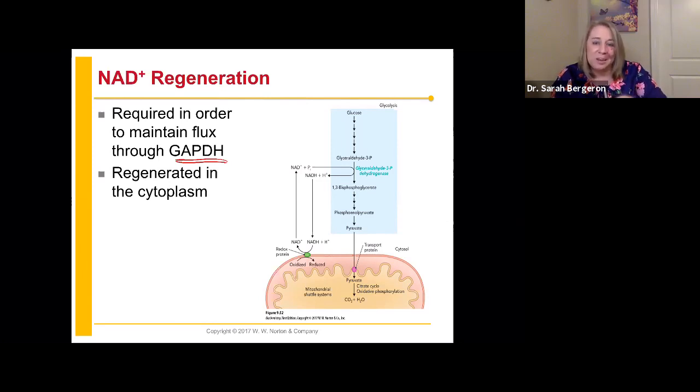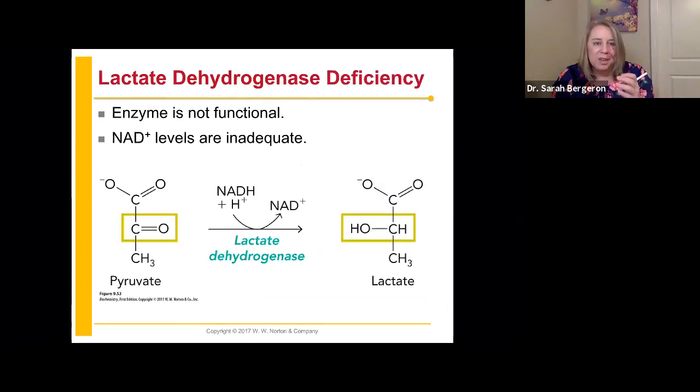So then the NAD+ requires a mitochondrial shuttle system. And that shuttle system is linked to the citric cycle, the citrate cycle. And so we'll talk about that in a lot more detail when we get to that point, right? But the metabolic requirement for NAD+ in glycolysis can be seen in people who have defects in the enzyme lactate dehydrogenase, right? So this is a loss of function. It's not functional.